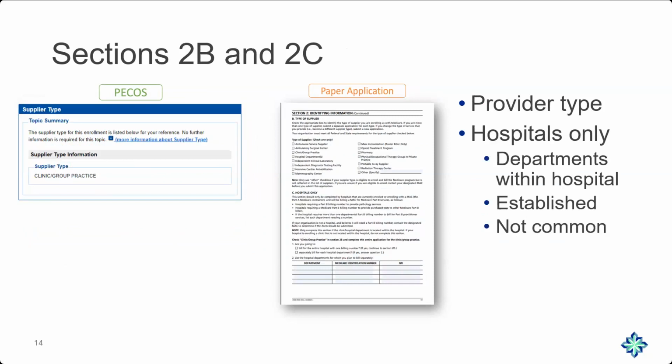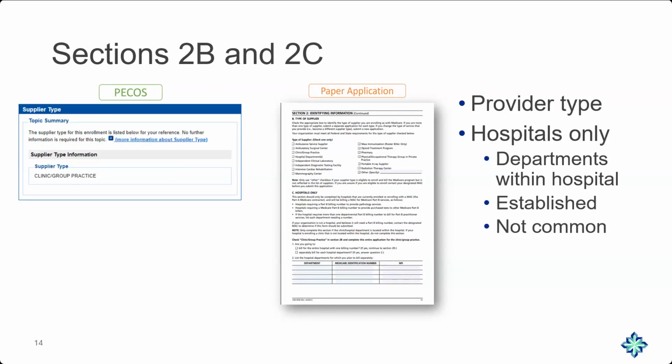Section 2B and 2C. So this is going to be your provider type, essentially the specialty for this entity. If it's an ambulance company, you would check ambulance company. If it's a multi-specialty group clinic, you would indicate that it is a group clinic. You could be a pharmacy, it could be an opioid treatment facility. There's a lot of different types of organizations that can enroll, and there is an other.